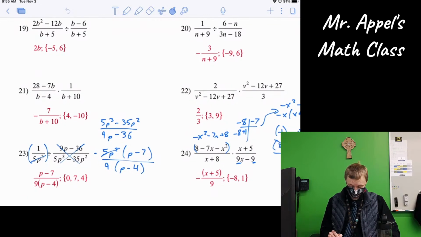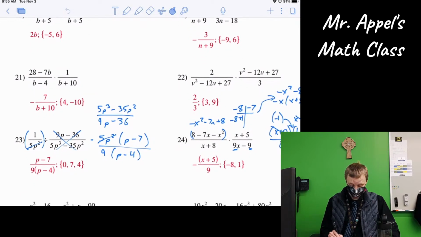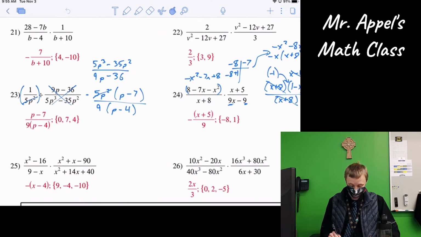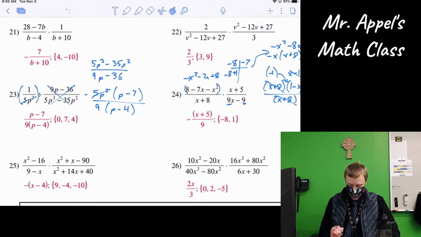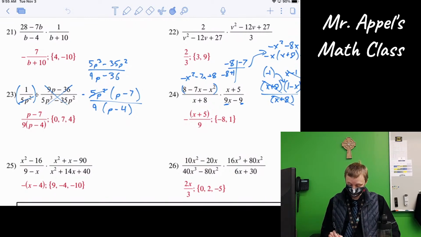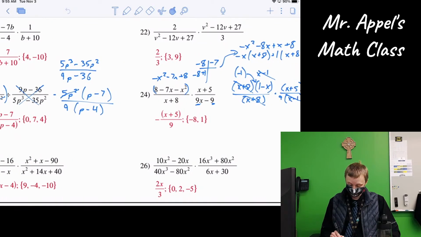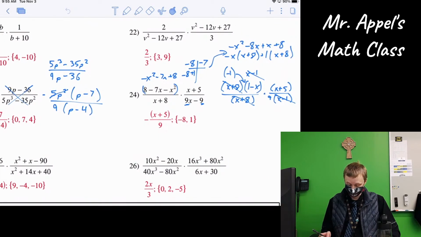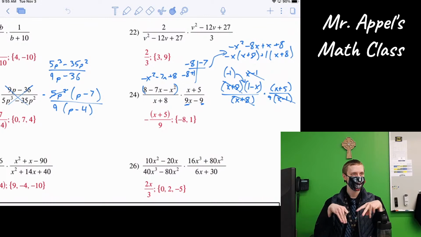All right, and where's the last ones? Scoot it over a little bit so you can see the rest of my work there on 24. All right. Any questions from this sheet? No? Online?